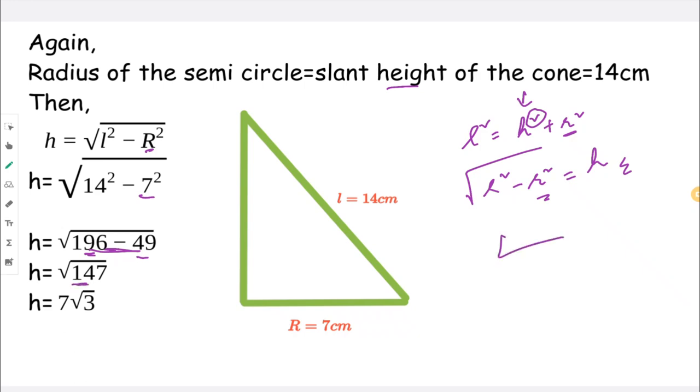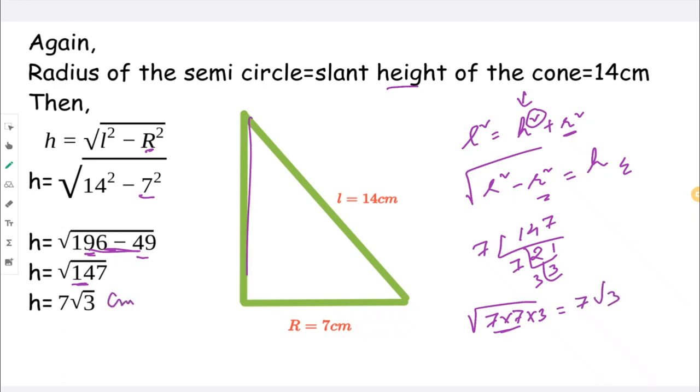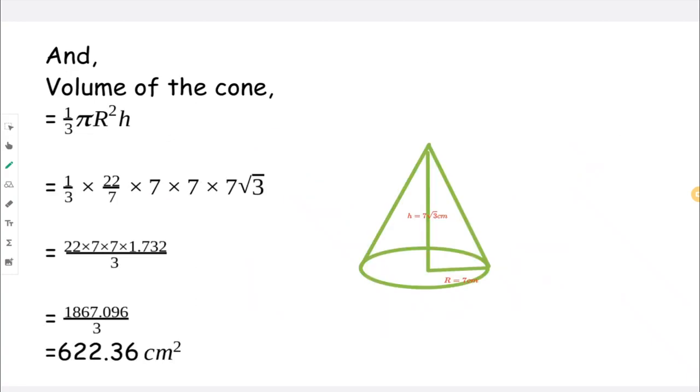Now let's try to find the factors. 147, I can divide by 7. 7 2s are 14, 7 1s are 7, then 7 3s are 21. Root of 147 is 7 into 7 into 3. You can see there are two 7s, which means one 7 will come out. So that is how I get the height of the cone to be equal to 7 root 3. Now the last part: they told us to find the capacity, or the volume, which is 1 by 3 pi r square h.